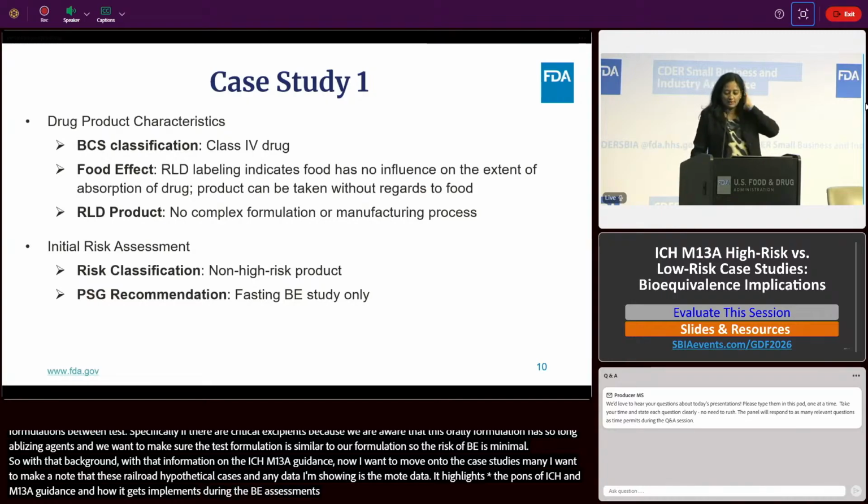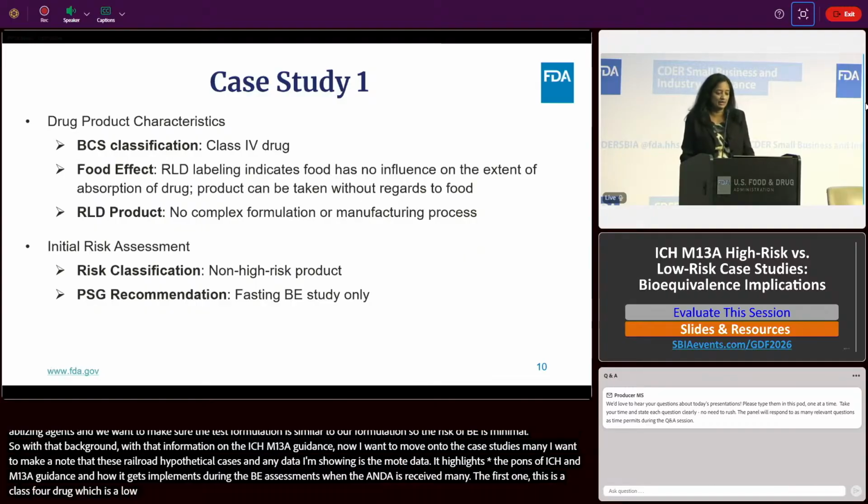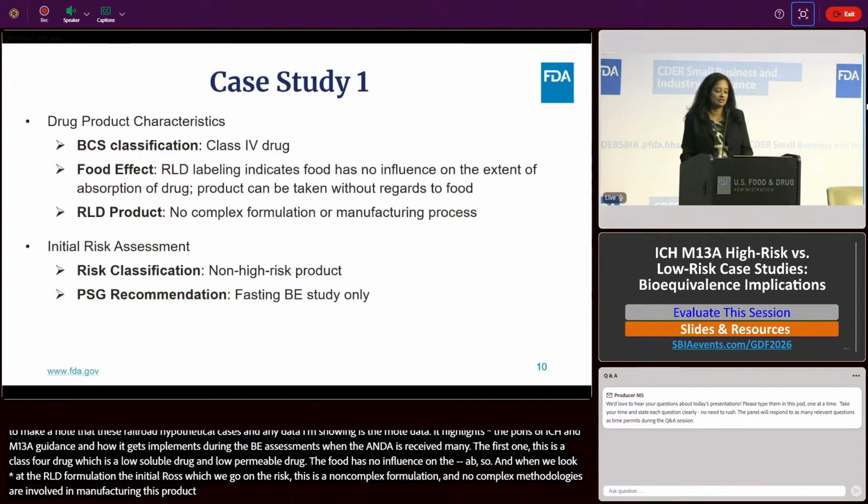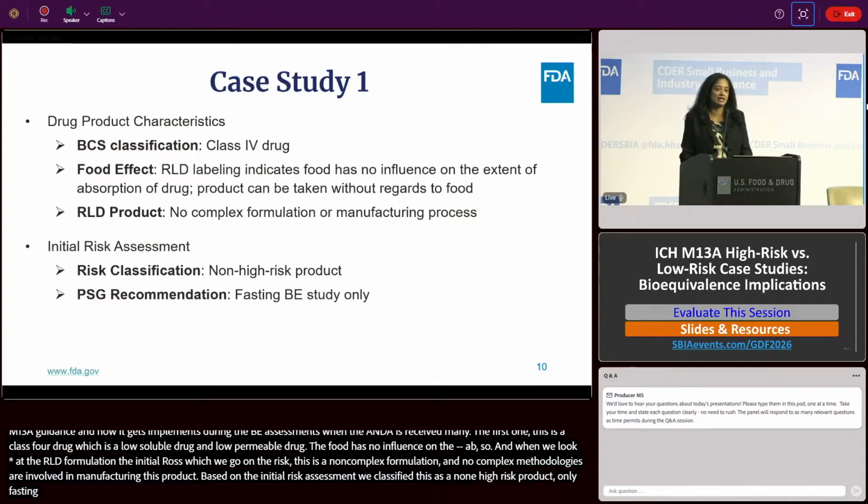Let's go into the first one. So this is a class 4 drug, which is a low soluble and low permeable drug. And the RLD label indicates that food has no influence on the extent of absorption of the drug. That means the product can be taken with or without regard to food. And when we looked at the RLD formulation, in the initial process of risk classification, this is a non-complex formulation, or no complex methodologies are involved in manufacturing this RLD product. Based on this initial risk assessment, we have classified this as a non-high risk product, and as such, only a fasting BE study is recommended in the PSG.